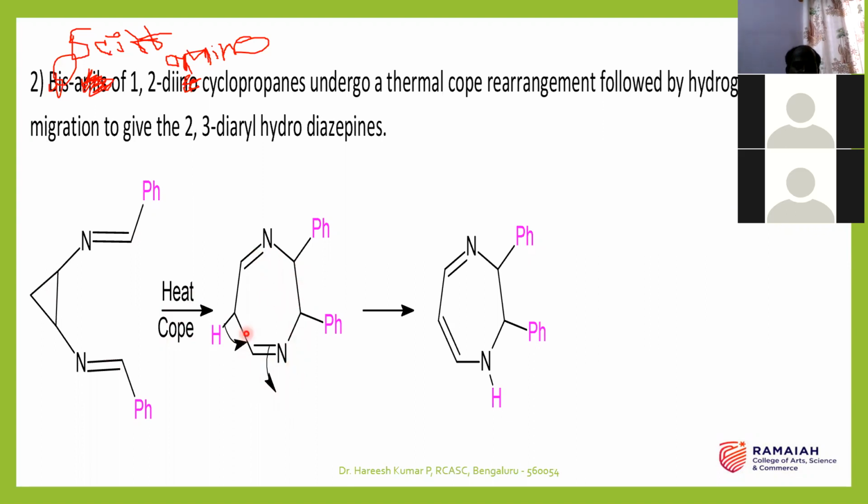Then afterwards, a hydrogen shift, more particularly a 1,3 shift. This bond pair can come over here, and this bond pair picks up this proton, and the formed one is called 1,4-diazepine. So these are the two methods of preparation of 1,4-diazepine. One is starting with ethylene diamine and 1,3-dicarbonyl compounds. Another is the Cope rearrangement followed by a sigmatropic hydrogen shift. With this, I will go to the next slide.